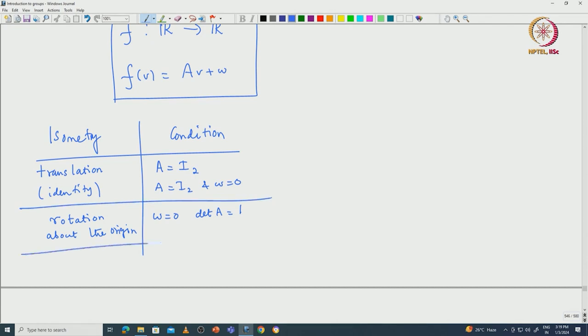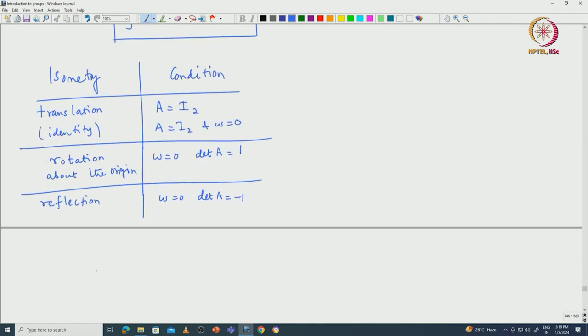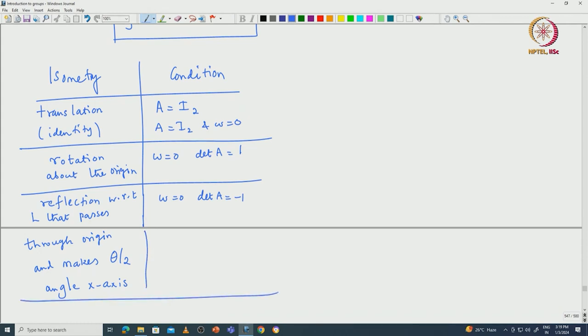So now if you take W 0 and determinant being minus 1, then this is a reflection again with respect to your line that passes through origin and makes theta by 2 angle with x axis. Okay. So that is your determinant A equal to minus 1 and W being 0. So now let us look at that condition when W is non-zero and then see what happens.